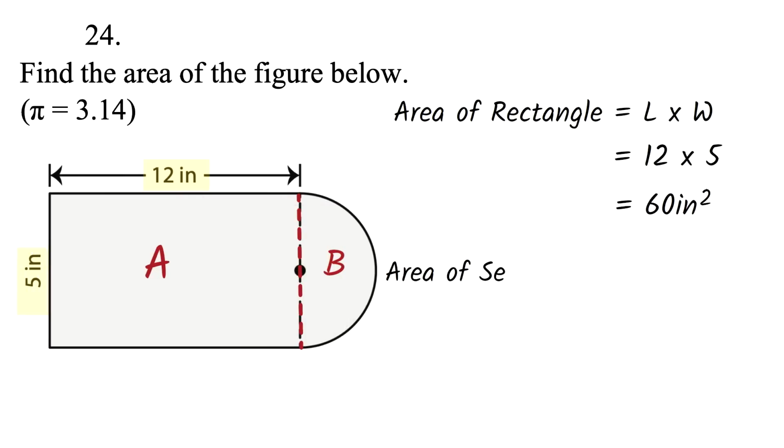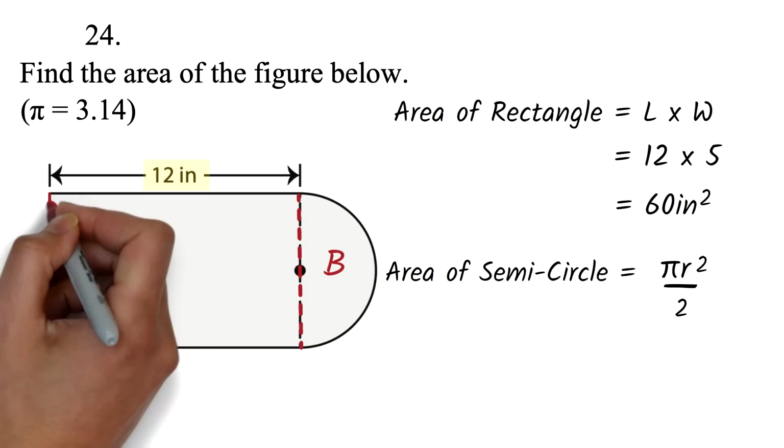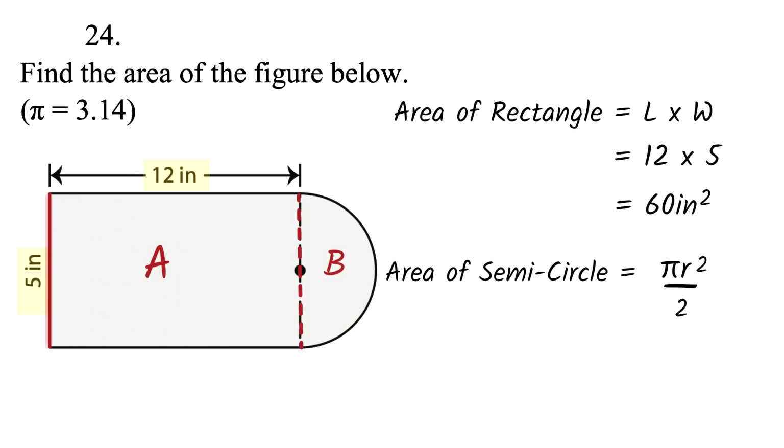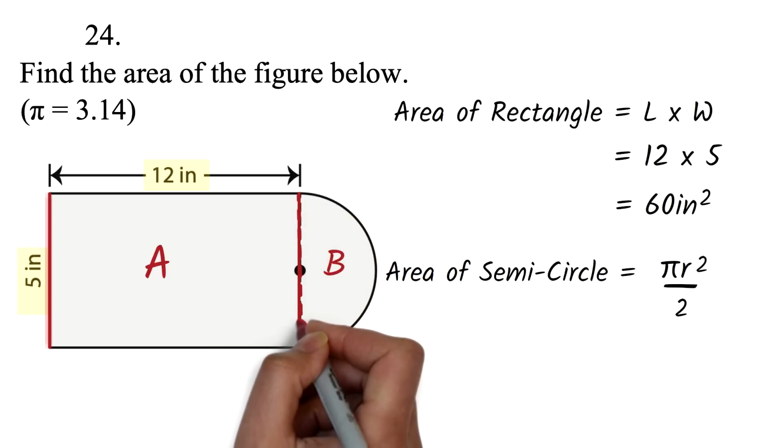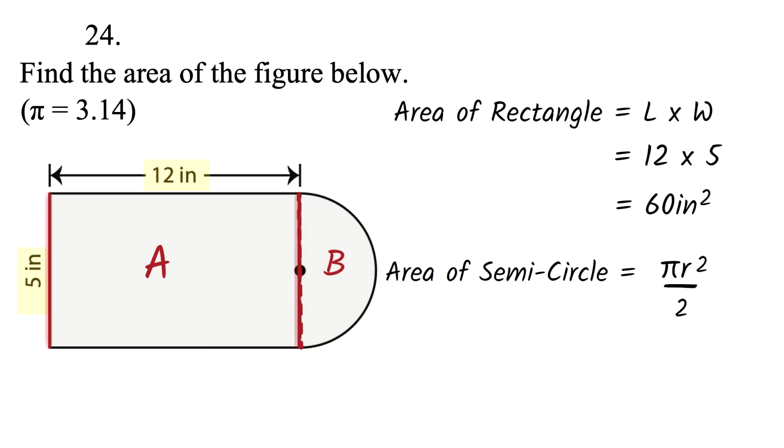Next, we have to find the area of the semicircle. The area of a circle is pi r squared. This formula is also provided on the GED. So the area of a semicircle, or half a circle, will be pi r squared over 2. We don't know r. We know that since this is a rectangle, if this side is 5 inches, it means this side will also be 5 inches. This means the diameter of the circle is 5. The radius of a circle is half the diameter, so we divide the 5 by 2 to get 2.5 as the radius.